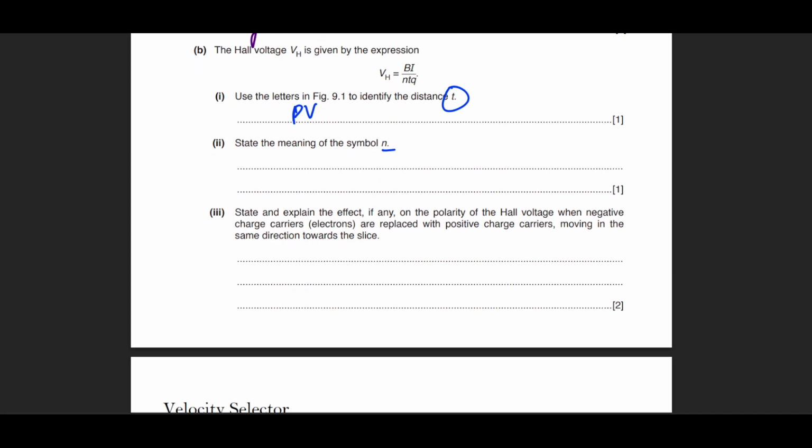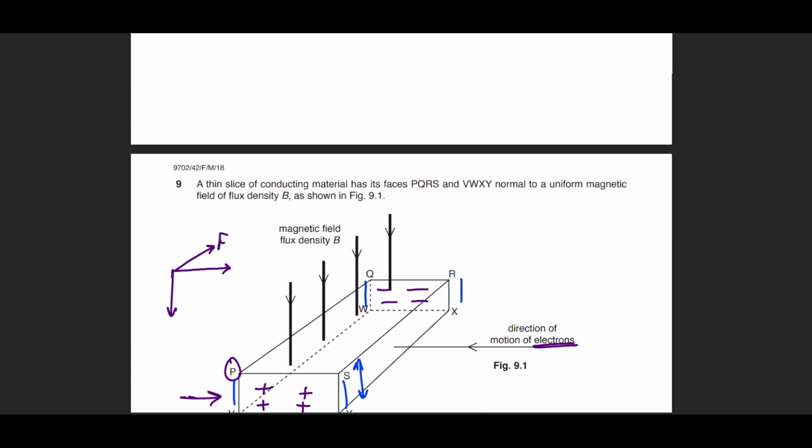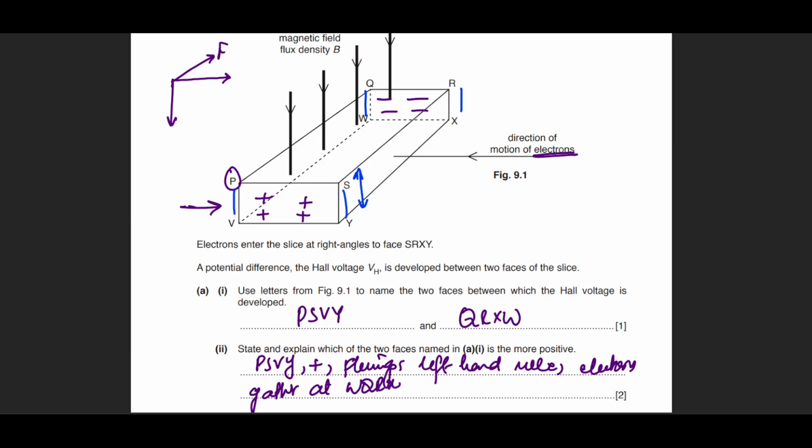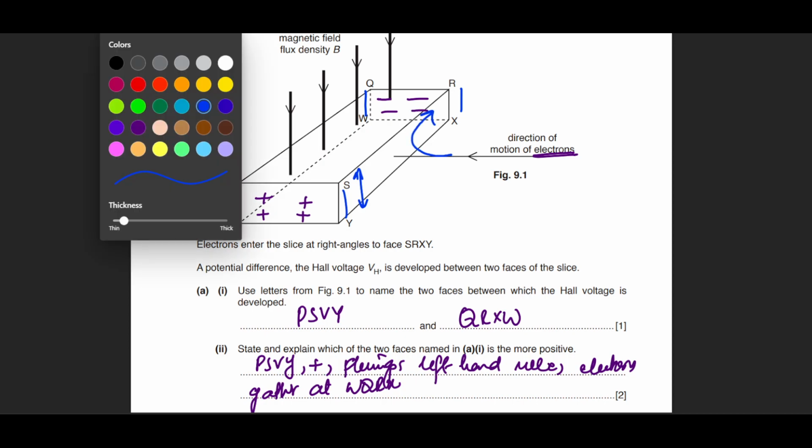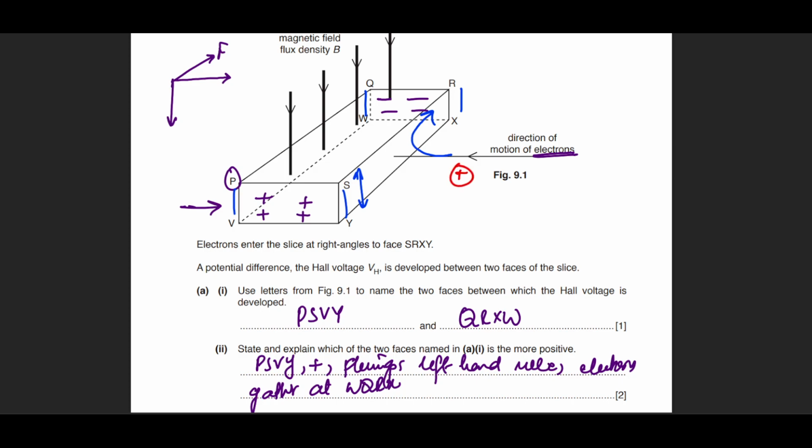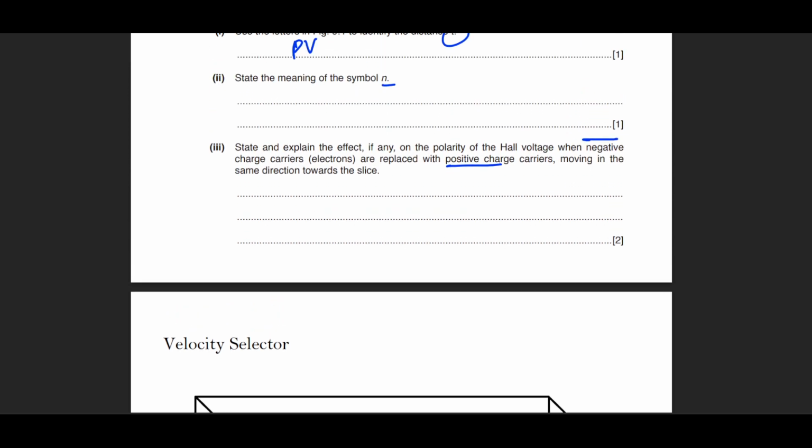State and explain the effect on the polarity of the Hall voltage when negative charges are replaced with positive charges. Would it matter? No, because in this case, we were considering negative charges and Fleming's left hand rule told us they're going to go towards that side. If we use Fleming's left hand rule again with positive charges, let's see what happens. The magnetic field is downwards. The direction of current is in this direction. If you do that with your left hand, the direction of current, and second, the thumb actually points like this. This is the direction of the thumb. So this positive charge is going to come to this face. So it does not matter if you change the negative with the positive, the setup of the Hall voltage remains the same. It does not matter.